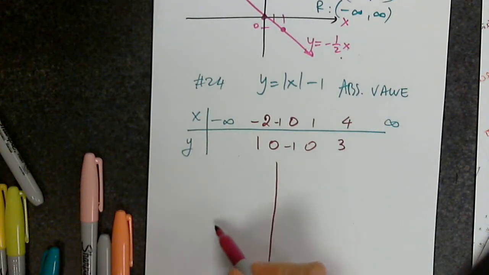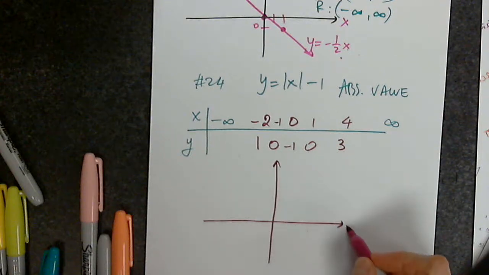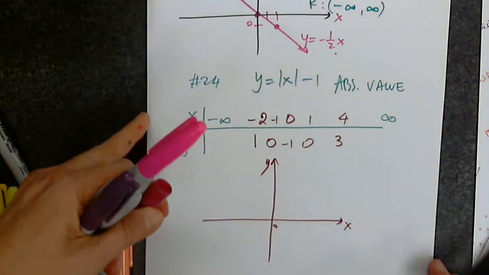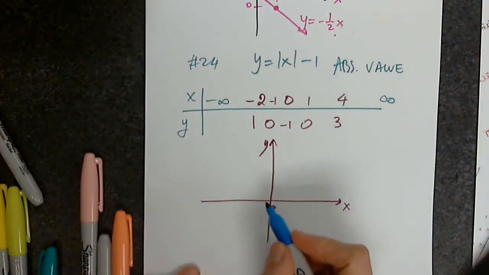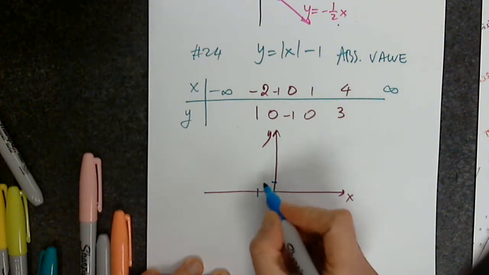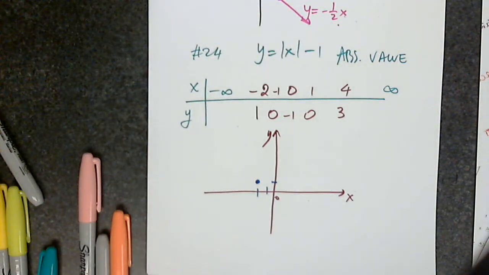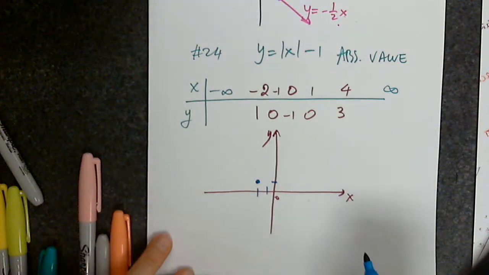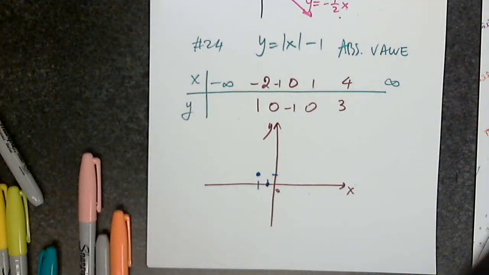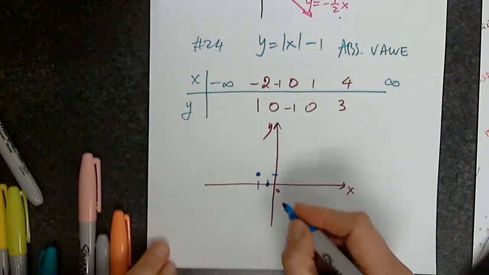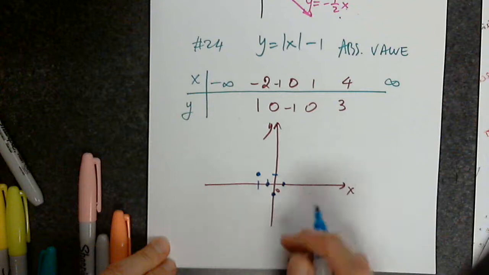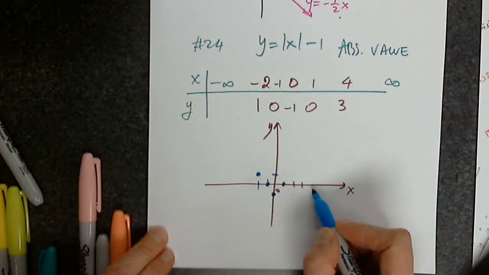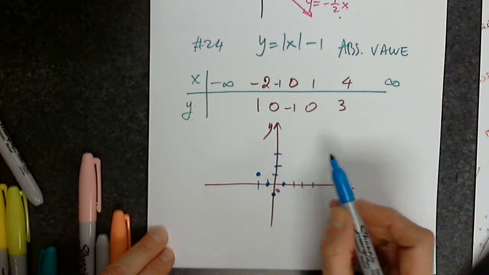Now from left to right, please give me the first ordered pair you would like me to plot. Awesome. Negative 2, 1. Next ordered pair that you would like me to plot. Next ordered pair. Next ordered pair, and 2, 3, 4, 3.